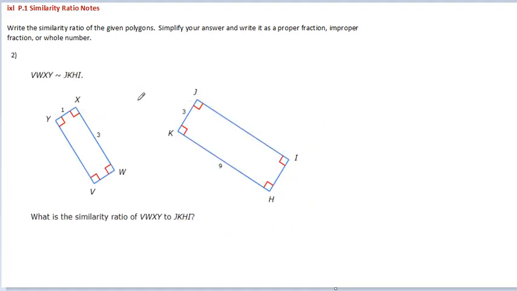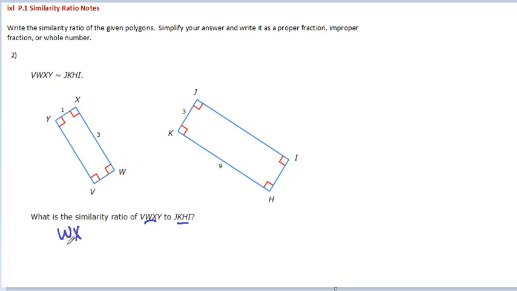All right, for this next one, what is the similarity ratio of this rectangle to this rectangle? So I'm going to just go ahead and look at this side. Side VW does not have a measurement, so I'm not going to use it. So let me look at WX. WX does have a measurement. So does KH have a measurement? KH does have a measurement. So I can set it up like this.